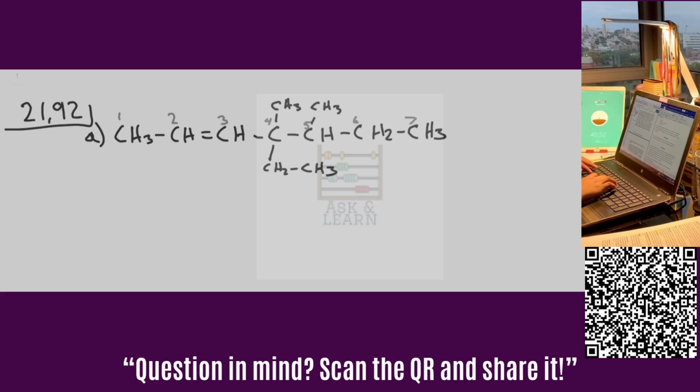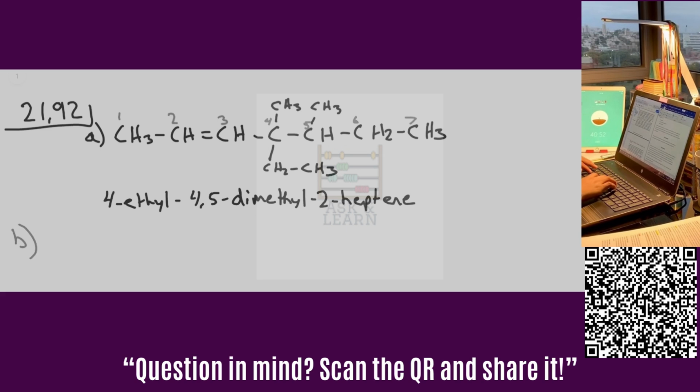So we can write the positions of the substituents starting from the first alphabetically, which is the ethyl group. So we have 4-ethyl, then we have 4,5-dimethyl. We have the position of the double bond, which is 2, and then we have the length of the carbon chain, hept and ene for the alkene. That's the name for part A.